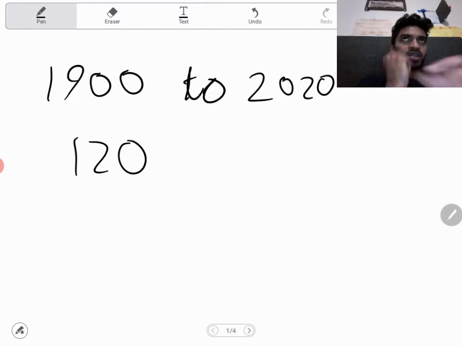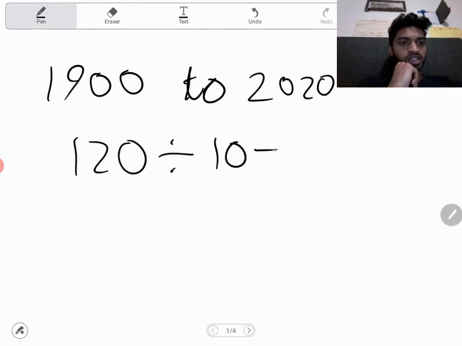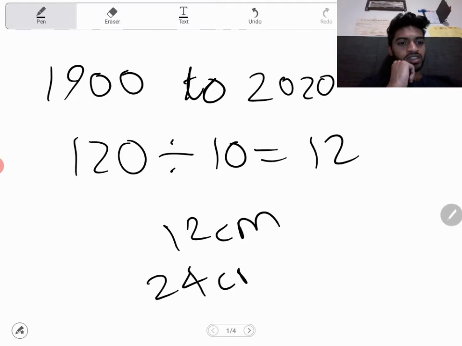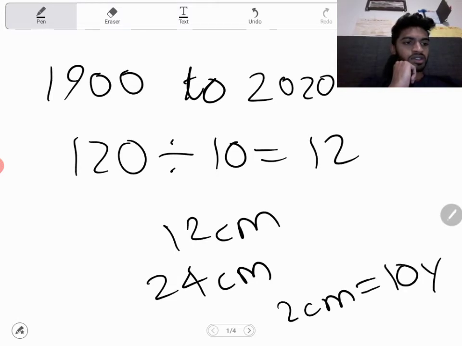Now I want my timeline to climb up in increments of 10. So if I divide by 10, that gives me 12. So I know my timeline has to be either 12 centimeters long. That's a bit compact. I want a bit wider. So let's say we make it 24 centimeters long, and every 2 centimeters will equal 10 years.